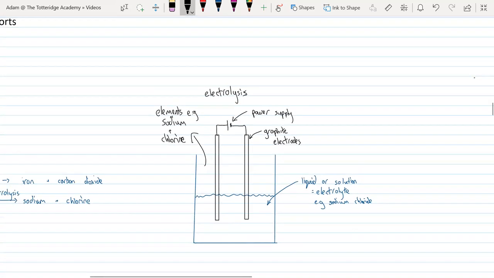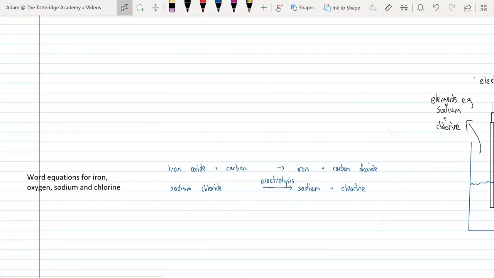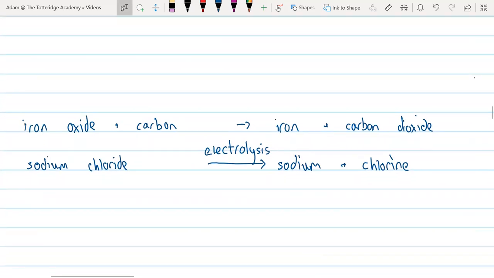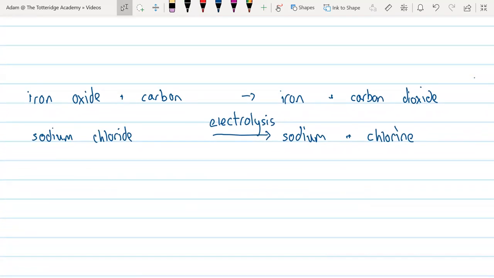Okay, you should have got all that down, which means we can go back to here. So again, just by way of recap, in electrolysis, you're going from sodium chloride to sodium and chlorine. But you could be using anything at all. So let's say I was using aluminium bromide. I can do electrolysis on that as well.